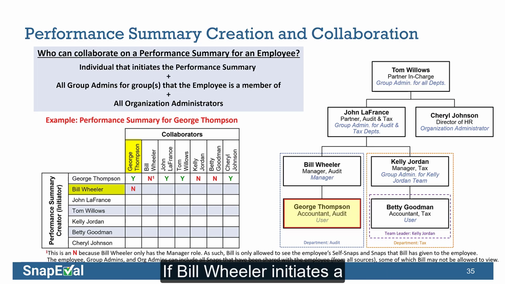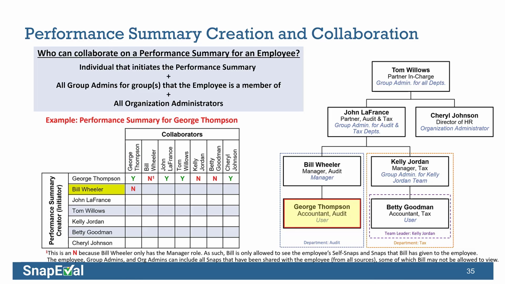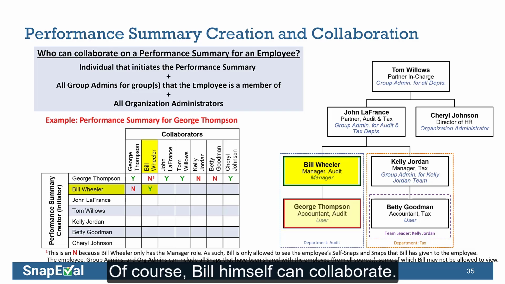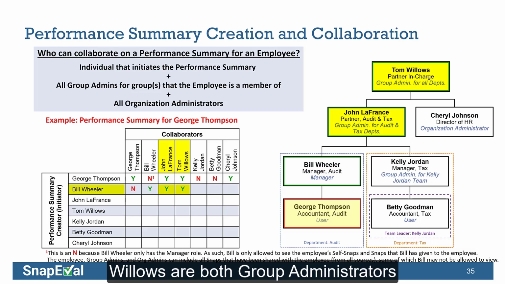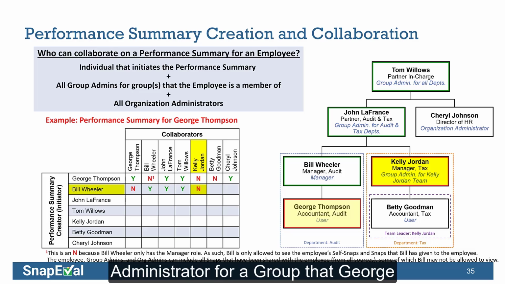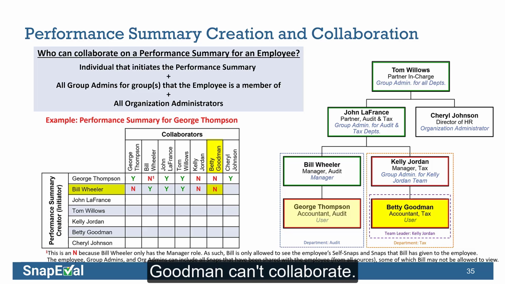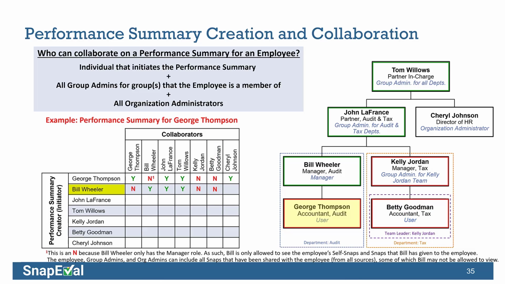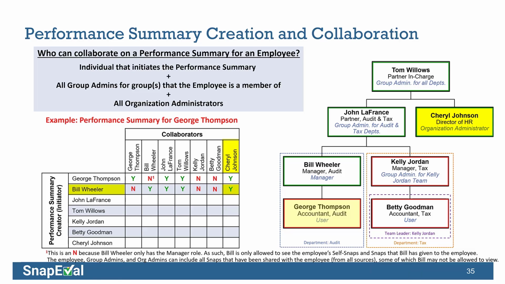If Bill Wheeler initiates a performance summary for George, George isn't allowed to collaborate. Of course, Bill himself can collaborate. Because John LaFrance and Tom Willows are both group administrators for a group that George is a member of, they can collaborate. Because Kelly Jordan isn't a group administrator for a group that George is a member of, she can't collaborate. As George's peer, Betty Goodman can't collaborate. Because Cheryl Johnson is an organization administrator, she can collaborate.